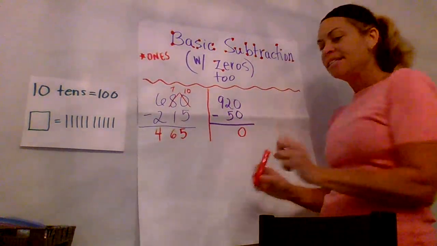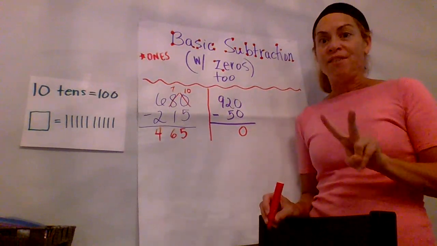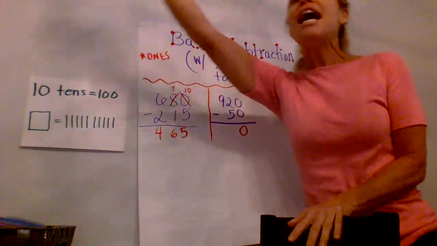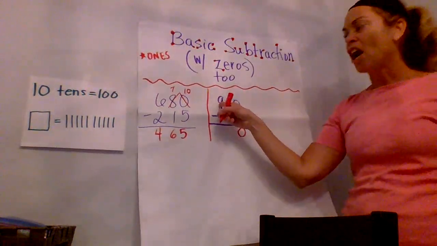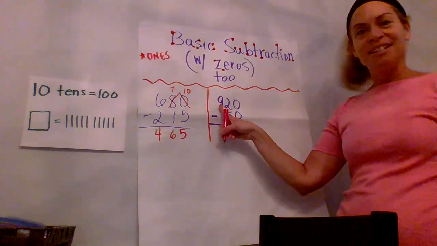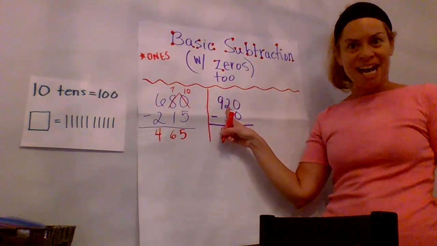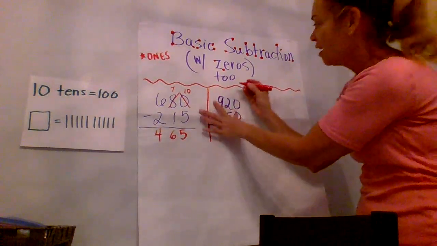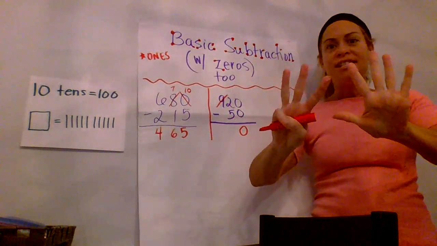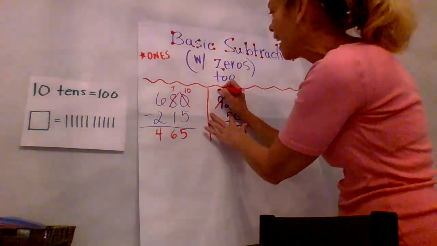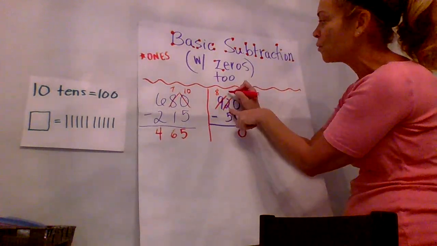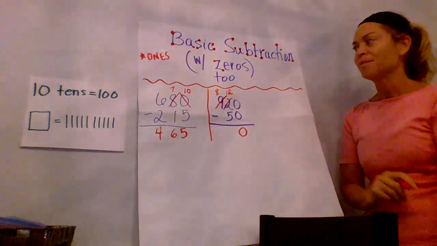Now we go to the tens. 2, take away 5. If you have 2, can you take away 5? Go next door. Where's next door? To the hundreds. We're going to take one of these hundreds because we need it here. So I go next door. I had 9 hundreds. I took one. Now there's only 8. And I'm bringing that 1 in front of the 2. So now I have 12.